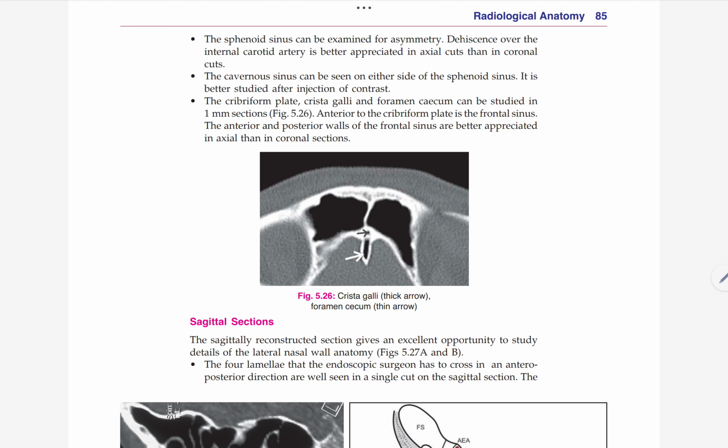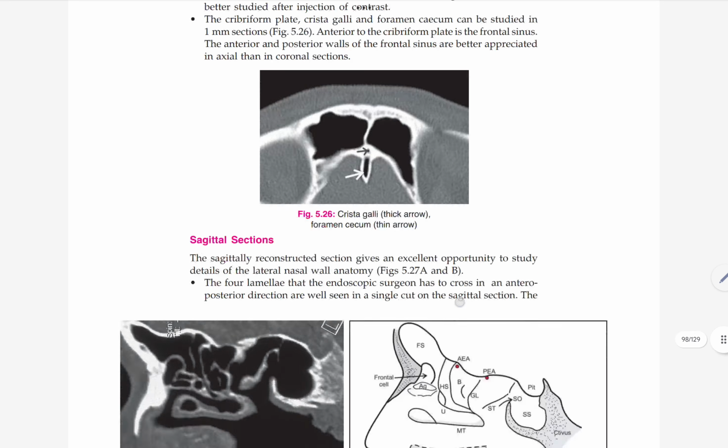The cribriform plate, crista galli, foramen cecum can be studied in 1 mm sections. Anterior to the cribriform plate is the frontal sinus. The anterior and posterior walls of the frontal sinus are better appreciated in axial than in coronal sections. Crista galli, the thick arrow, and the foramen cecum with the thin arrow.